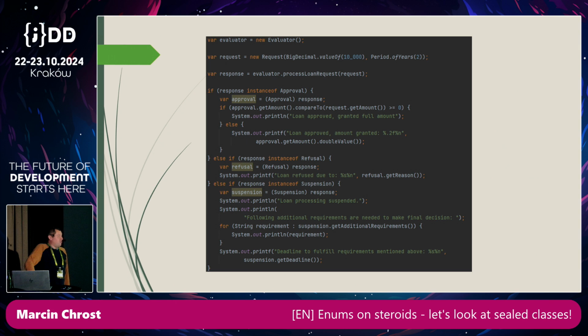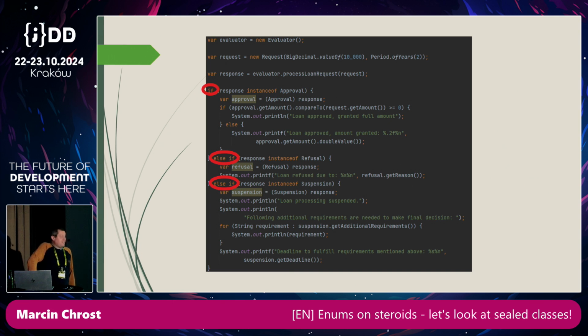What's wrong with this code? There are a few things. We need to somehow decide what kind of response we really work with. So the first thing is you need to make some casts and check whether the response is of type approval, refusal, or suspension. A very nice Christmas tree, as I usually call it, these if and else if branches, very ugly.